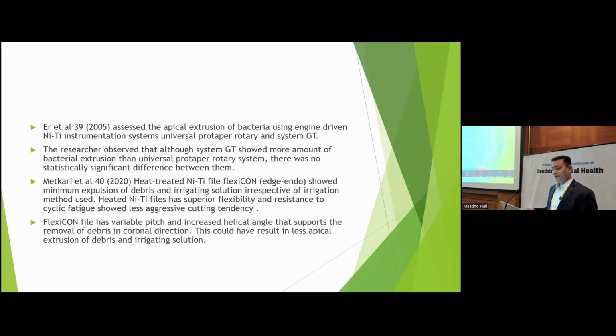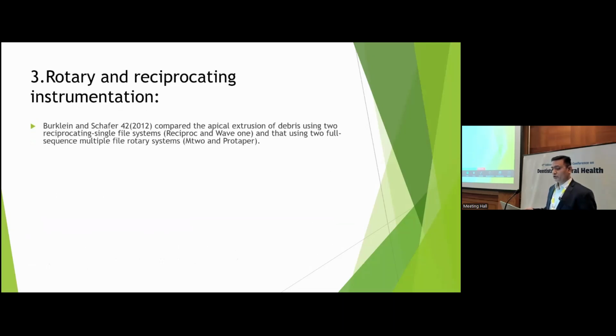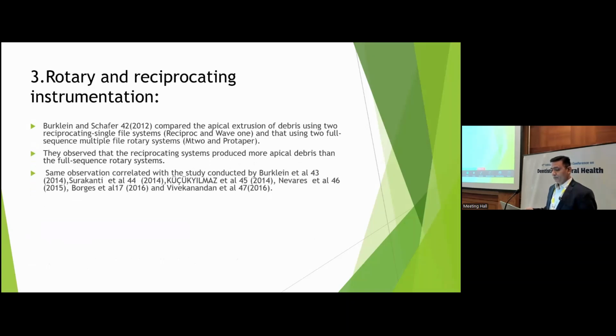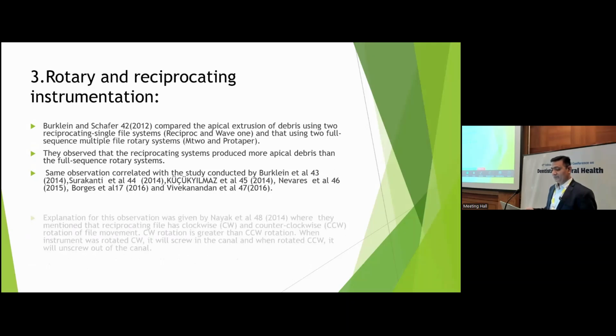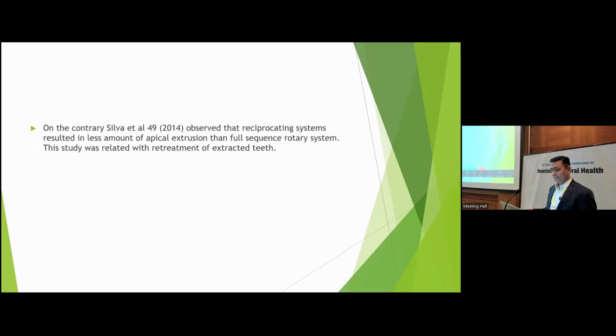Also, the variable pitch and increased helical angle support the removal of the debris in the coronal direction. That's why there is less debris and irrigating solution. Rotary and reciprocating instrumentation were compared. Some studies show the rotary instrumentation has more debris than reciprocating, and vice versa.